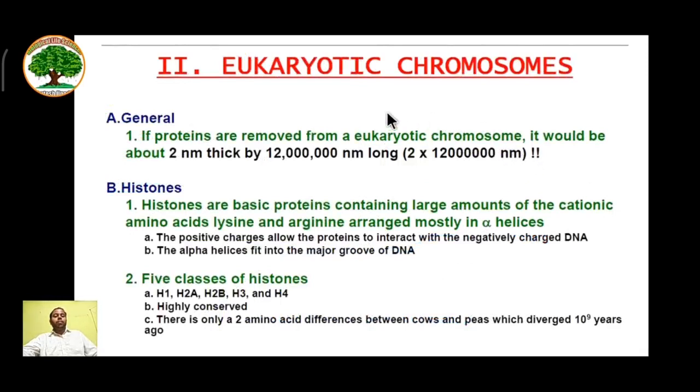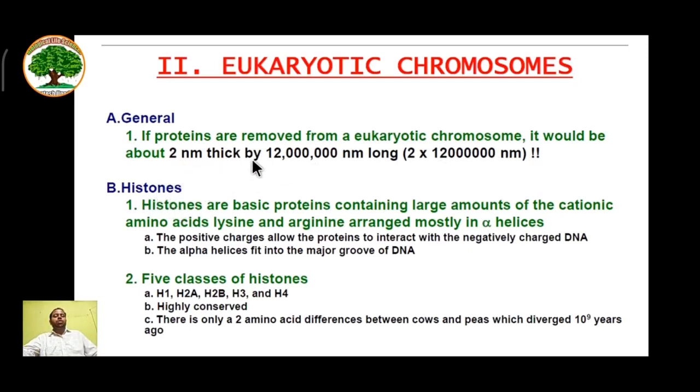Let's study the eukaryotic chromosome. If the proteins are removed from a eukaryotic chromosome, it would be about 2 nanometers thick by 12 lakh nanometers long. Let's see histone proteins.